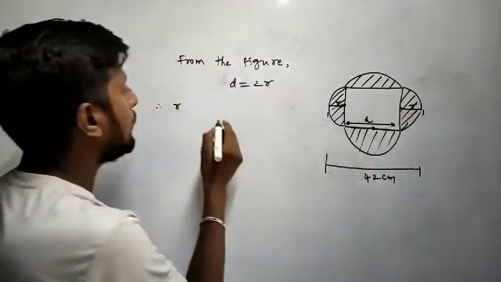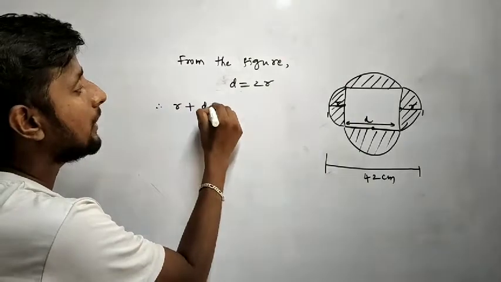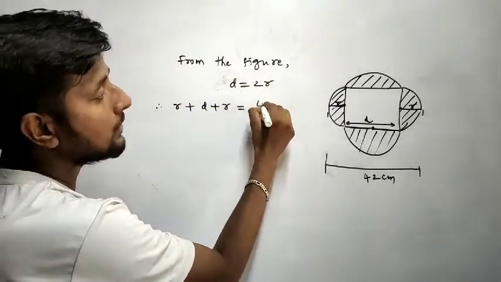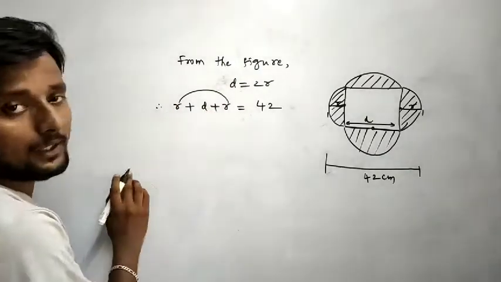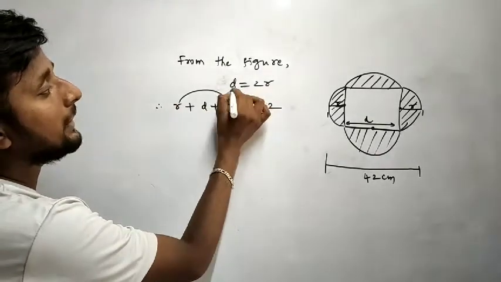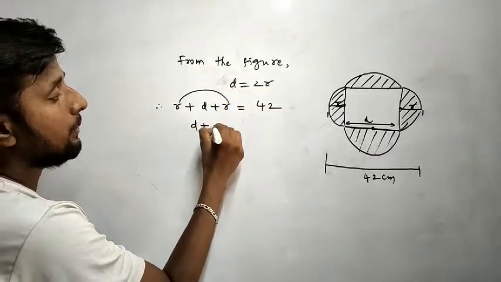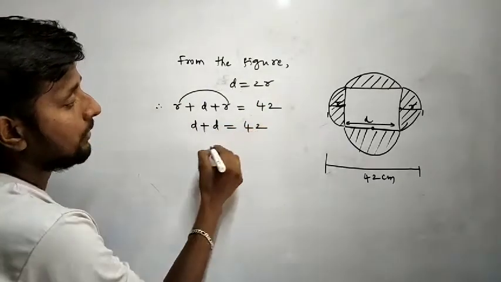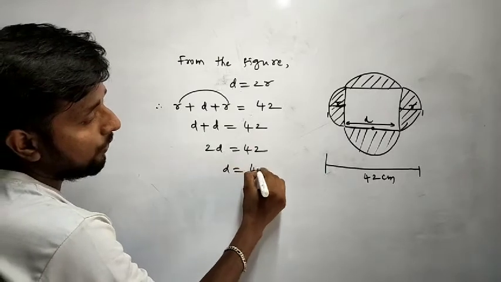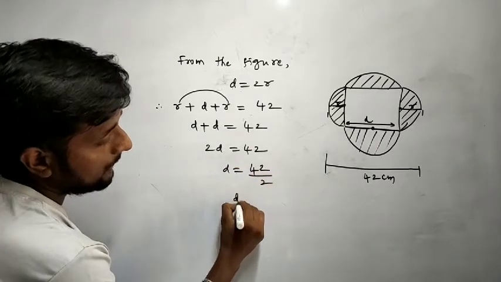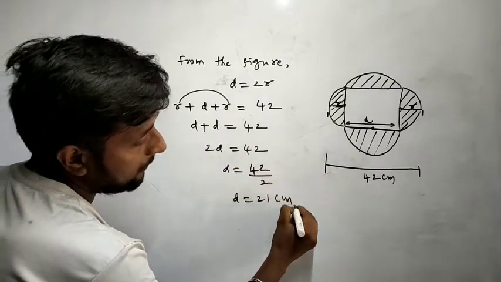Simply from the diagram we can write the total distance. If you want to calculate the total distance, r plus d plus r is equal to 42. And I said already r plus r is 2r, correct? So 2r is nothing but d again. So d plus d is equal to 42. 2d is equal to 42. D is equal to 42 by 2. D is equal to 21 centimeters.